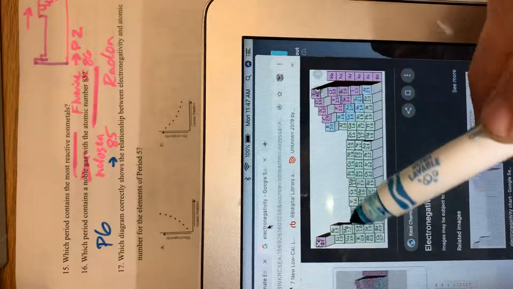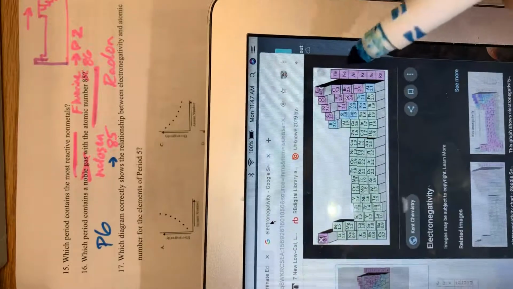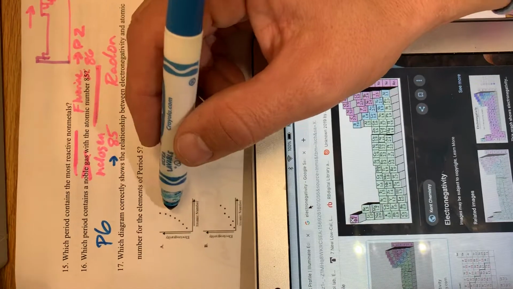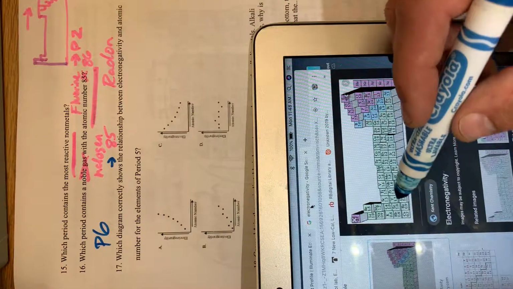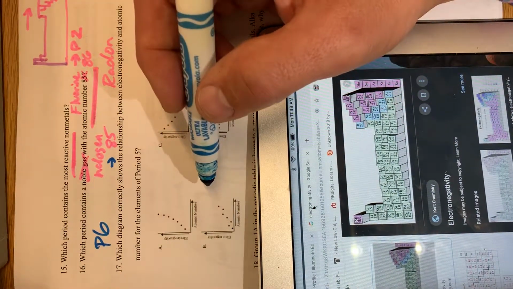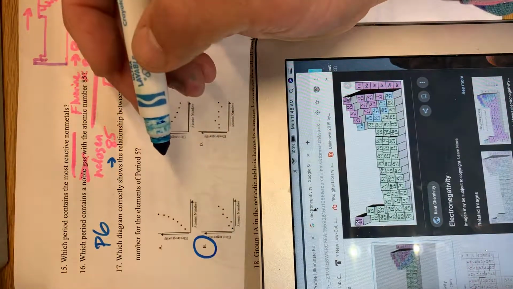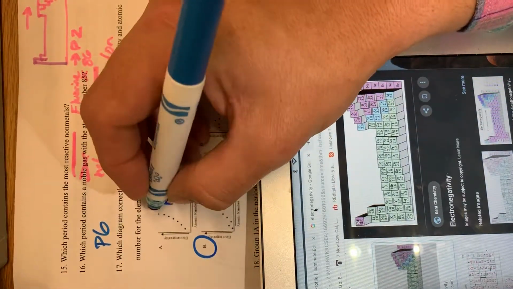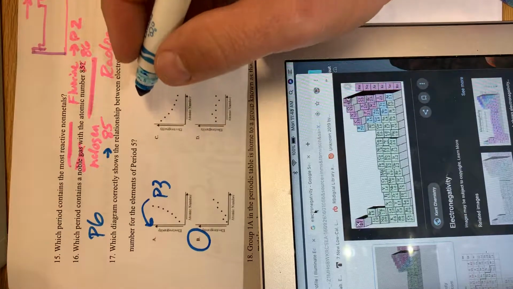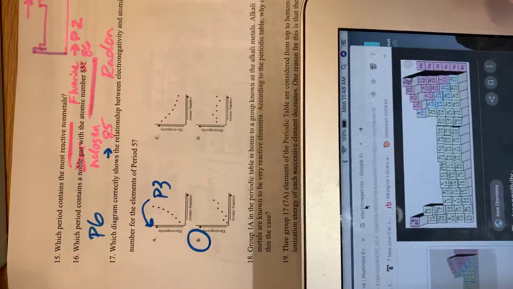For period 3, it consistently goes up, 0.9, 1.2, 1.5, 1.8, 2.1, 2.5. It's consistently going up, right? So we're looking for something that is increasing as you go up in atomic number. But for period 5, sometimes it goes down. So we would take something like this. If we're talking about period 3, it would be more of something like that, okay? Because period 3 is consistently increasing across the period.